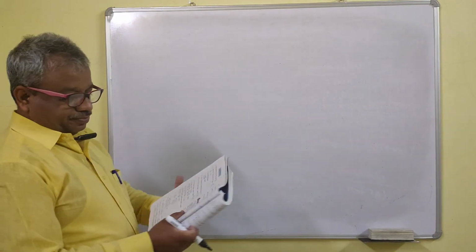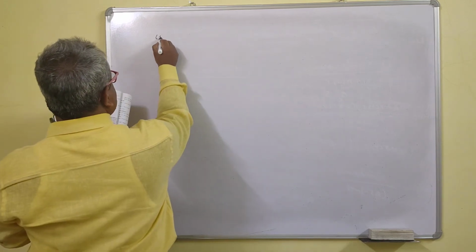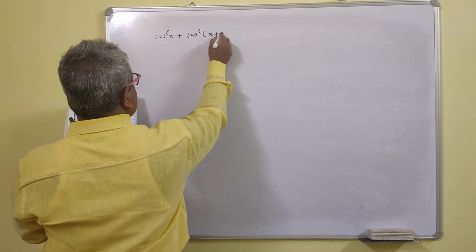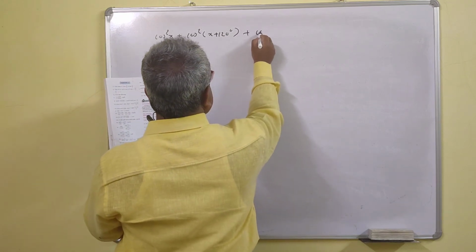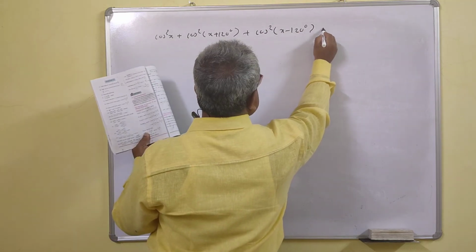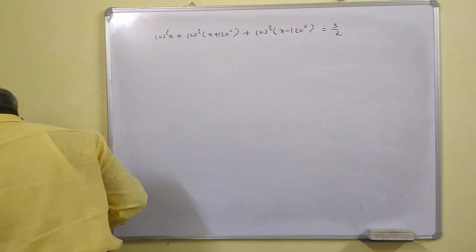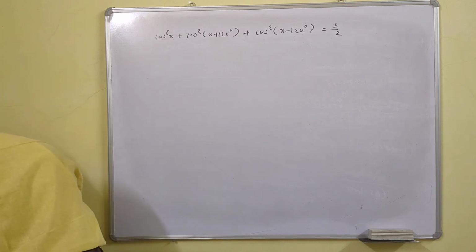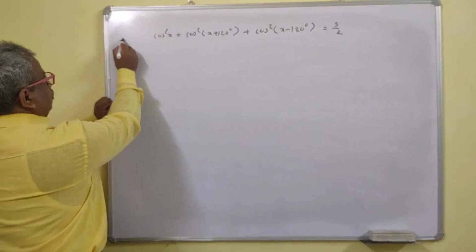Okay, next. Prove that cos square x plus cos square of x plus 120 degree plus cos square of x minus 120 degree is equal to 3 by 2. Okay, solution. We'll take LHS.